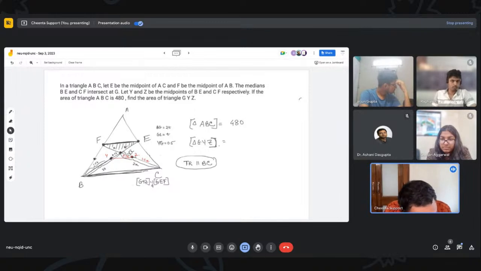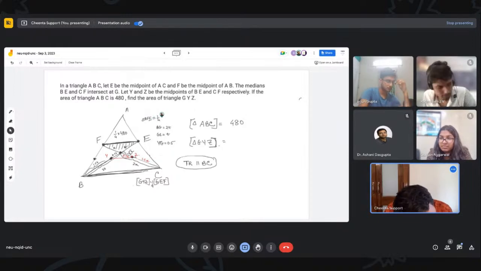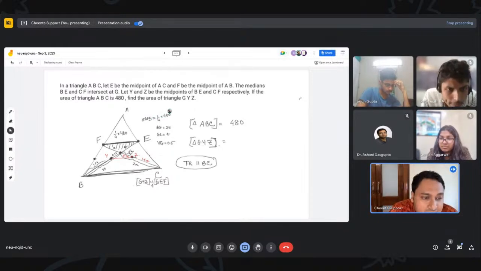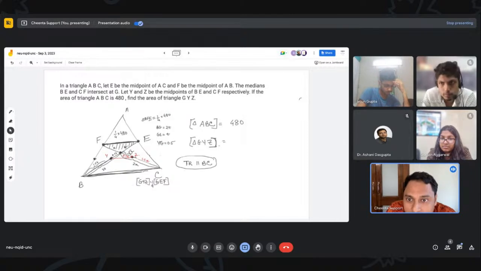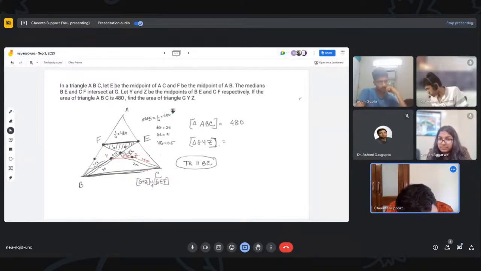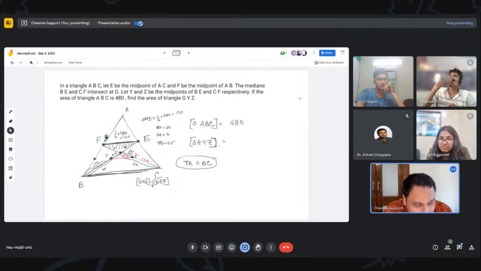the area of AFE is 1/4 of 480. 480 is the entire triangle's area. So 1/4 of 480 is 120. So this is 120 because by midpoint theorem, this is half of this one. And these two triangles are similar.